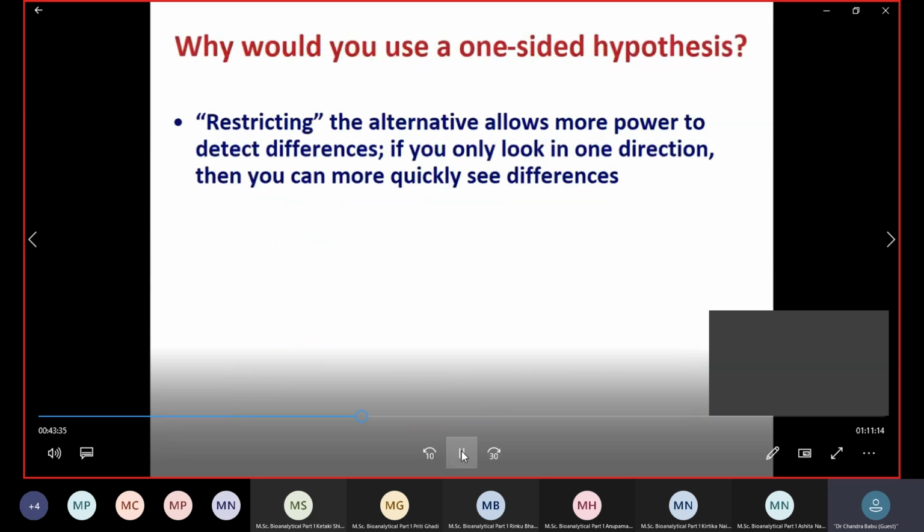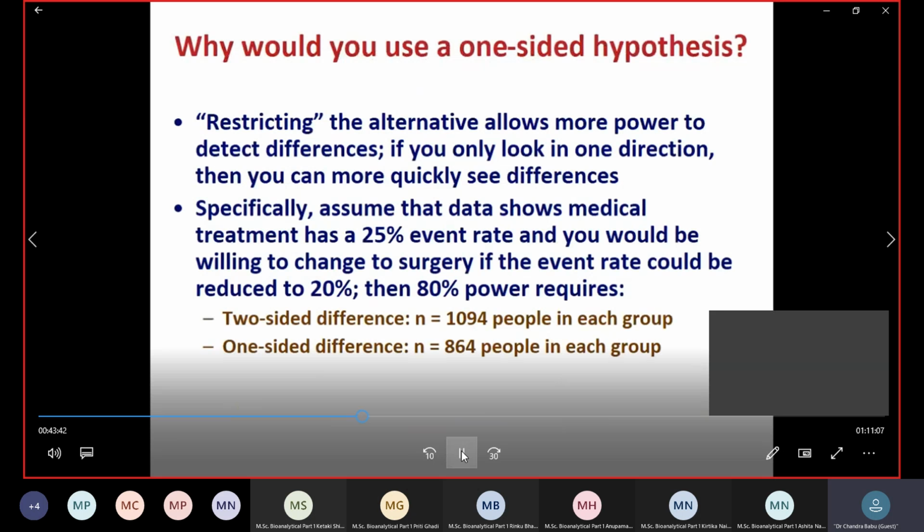Why would you use a one-sided hypothesis? Well, restricting the alternative allows more power, statistical power. Basically, assume that you want to see one group reduced from 25% to 20%. If I do this study with a two-sided hypothesis, I need 1,000 people. If I do it with a one-sided hypothesis, I only need 800 people. That's good.